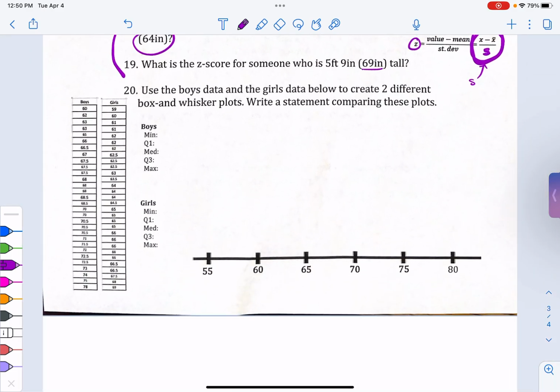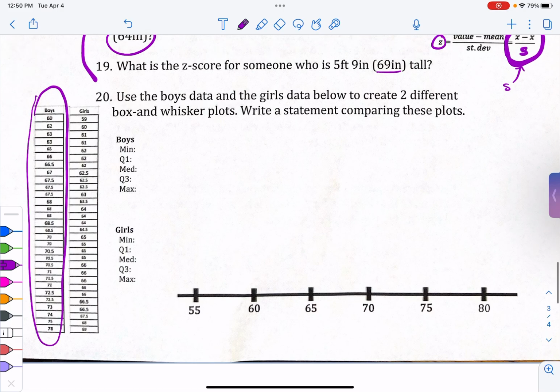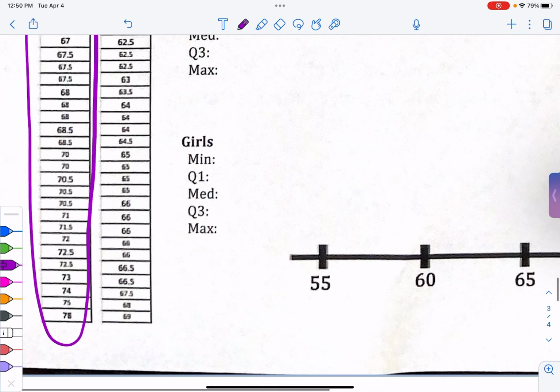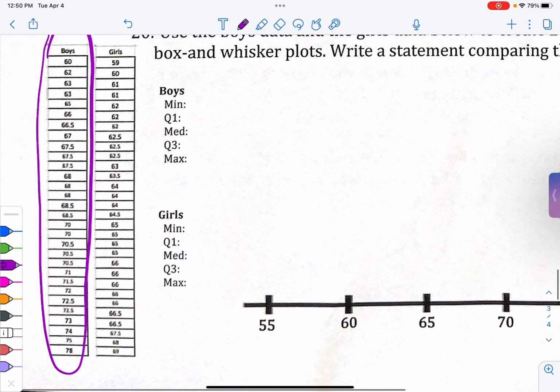The last problem I have is we're going to create a double box and whisker plot, and we're going to put them on top of each other so that we can compare them. Here is just the data for the boys, and I went ahead and put those in order for you. So 60 is the smallest for boys, and 78 is the tallest for boys. Girls is the same way. I put those in order, but you're going to find your 5-number summary for each one.